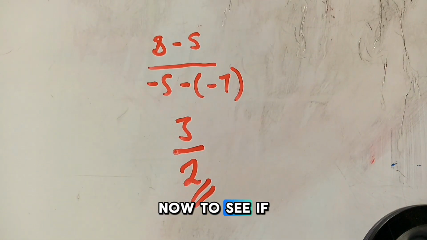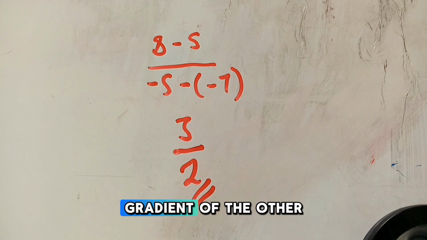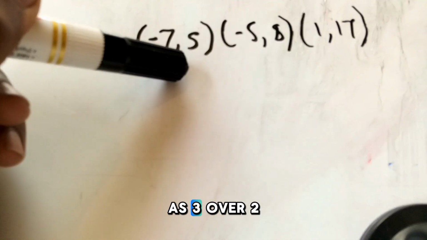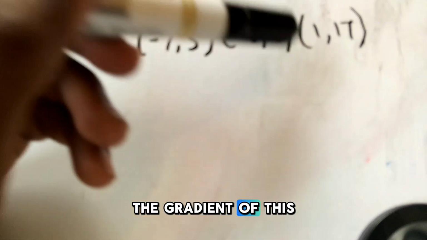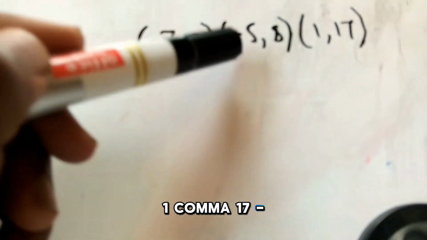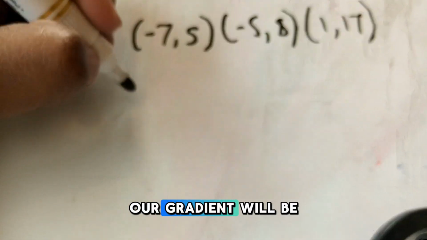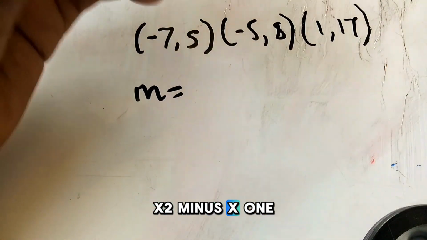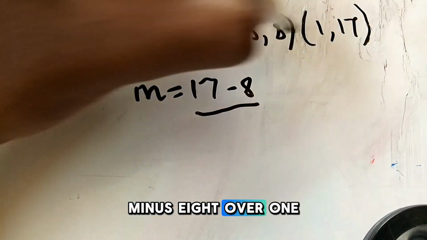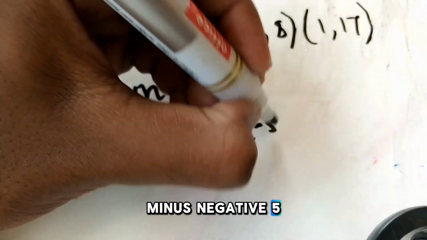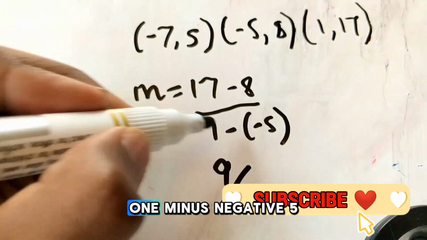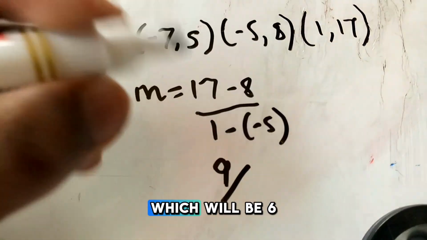Now, to see if they're actually collinear, let's find the gradient of the other 2 points. We found the gradient of these 2 coordinates as 3 over 2. Now let's try finding the gradient of (1, 17) and (-5, 8). Our gradient will be y2 minus y1 over x2 minus x1. So 17 minus 8 over 1 minus -5. 17 minus 8 will be 9, so we'll say 9 over 1 minus -5, which is 1 plus 5, which will be 6.